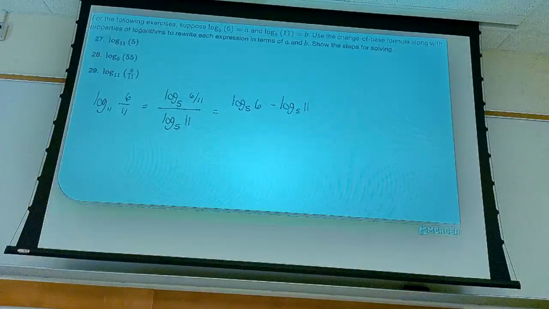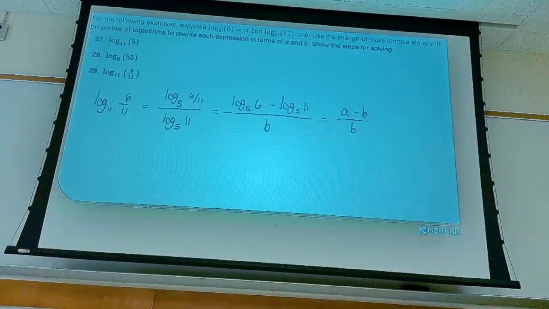Over, what was log base 5 of 11? What is log base 5 of 6? Oh, log base 5 of 11 we just said was B. Here's your result: A minus B over B. Right? So again, this is more of a conceptual kind of task. Understanding your properties.